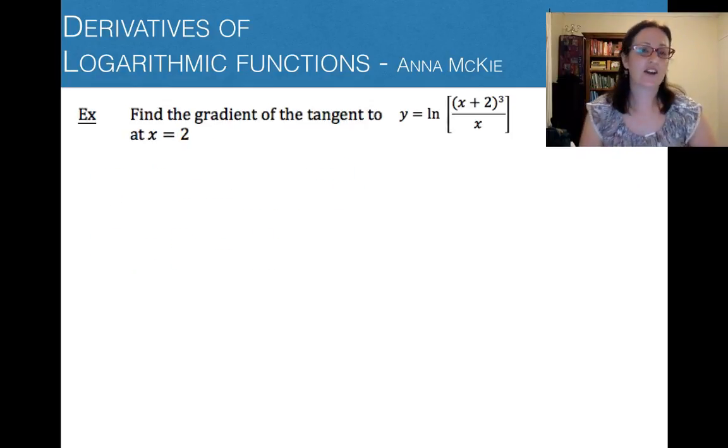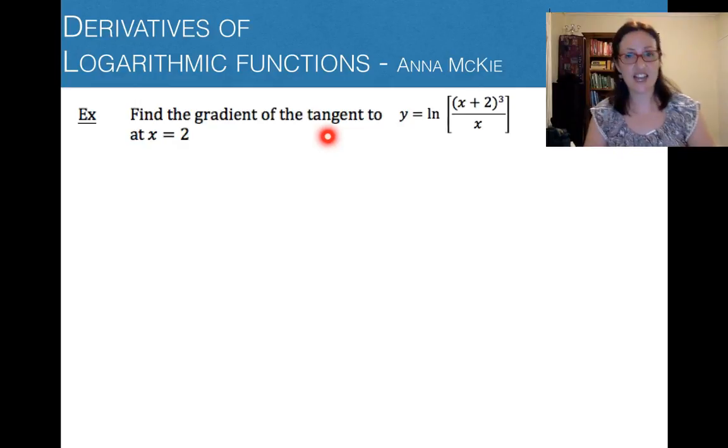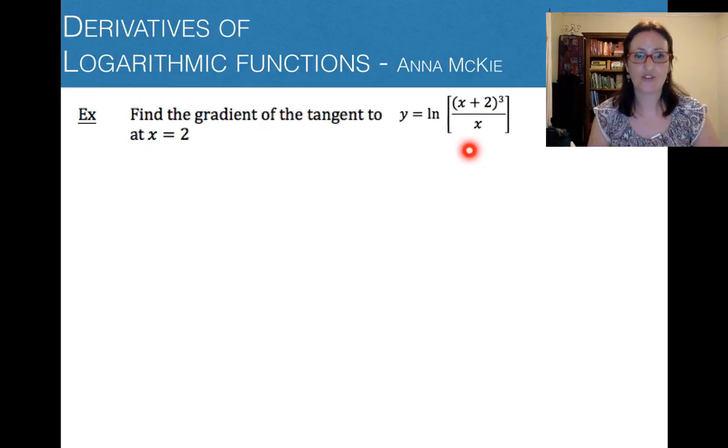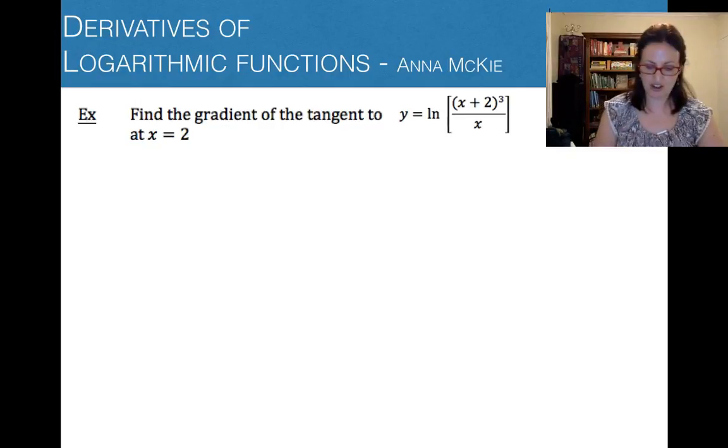Now, a bit more of an applied question. Find the gradient of the tangent to this y function at x equals 2. So whenever you get asked to find the gradient of the tangent, you need to differentiate. Again, a bit complicated, use your log laws. So do that first step, simplifying y, pause the video and try that. I'll assume you have, I've got it over here.